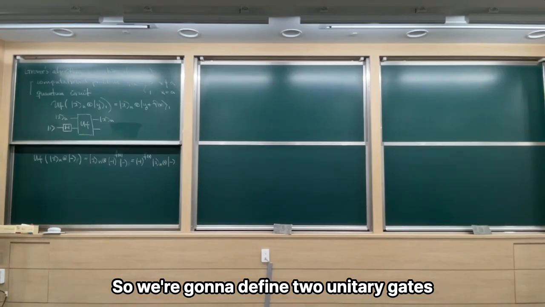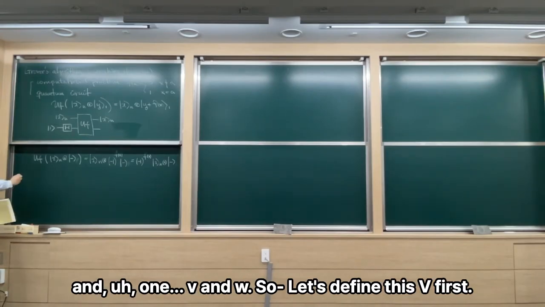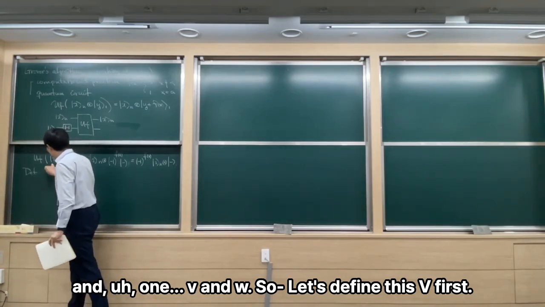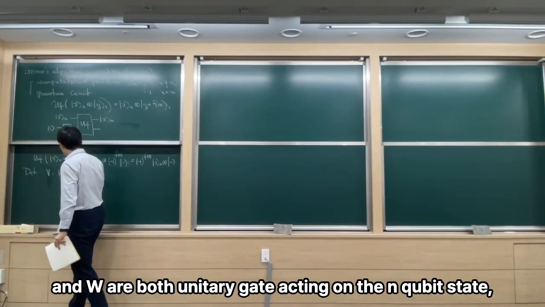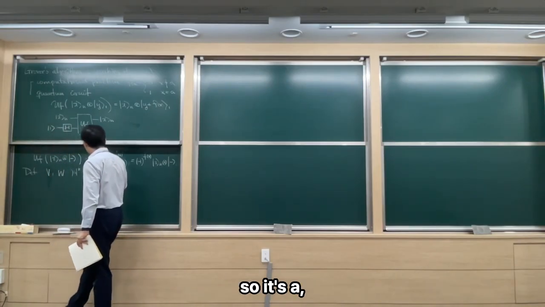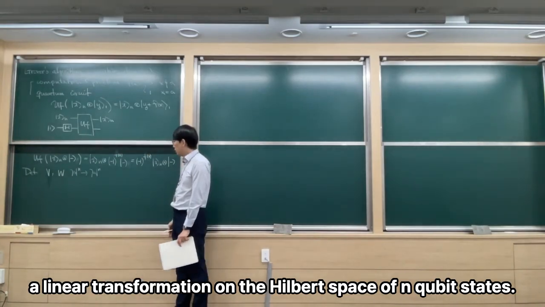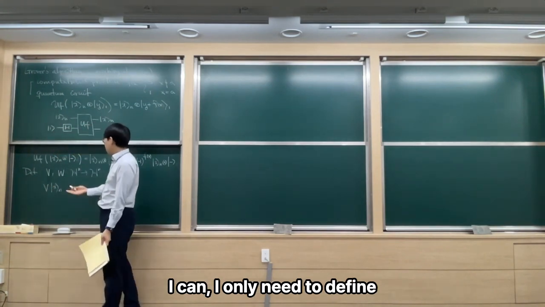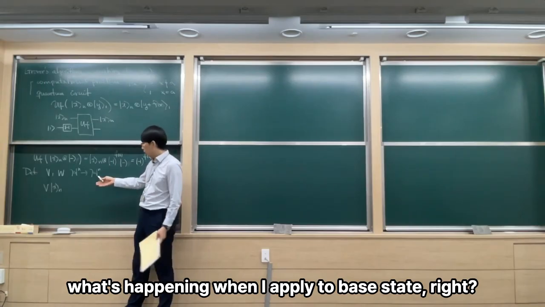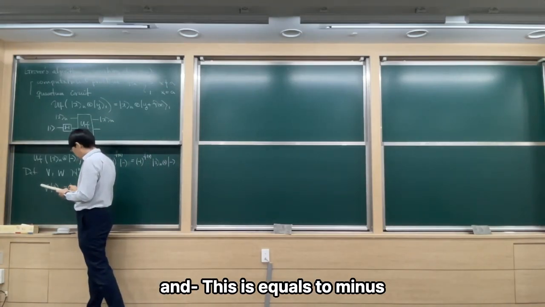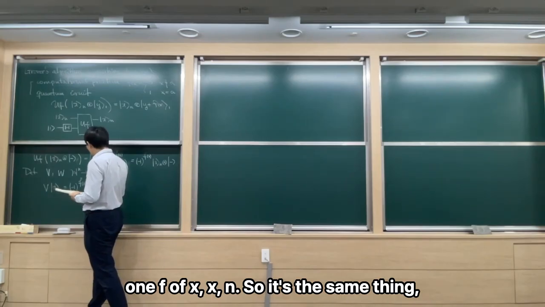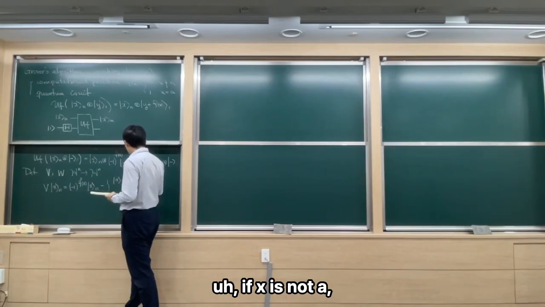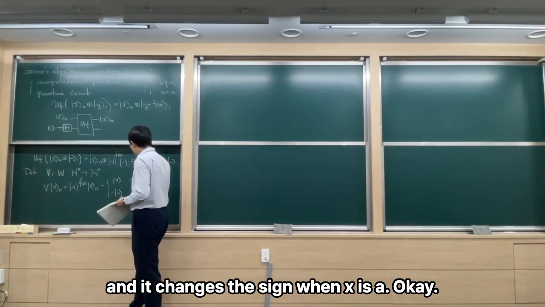We're going to define two unitary gates, V and W. So let's define V first. V and W are both unitary gates acting on the n-qubit state. So it's a linear transformation on the Hilbert space of n-qubit states. And V is defined to be, so I only need to define what happens when I apply it to a base state, right? So let's say x is a base state, and V applied to x equals minus 1 to the f of x, times x. So it's the same thing. It doesn't change anything if x is not a, and it changes the sign when x is a.